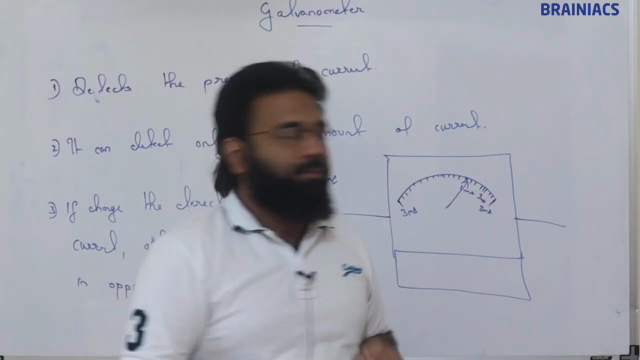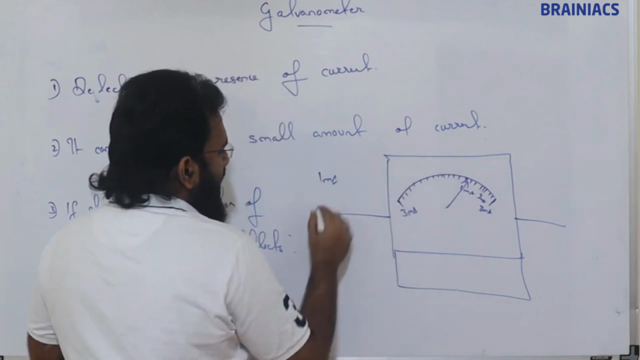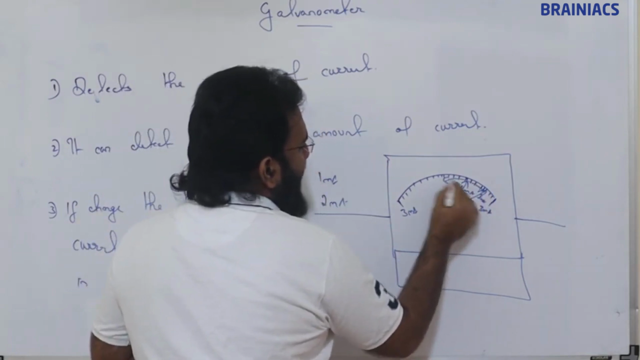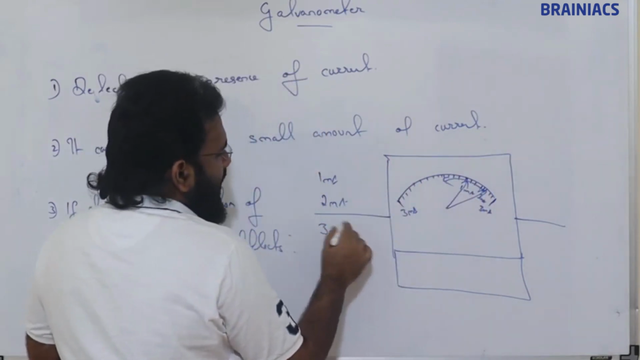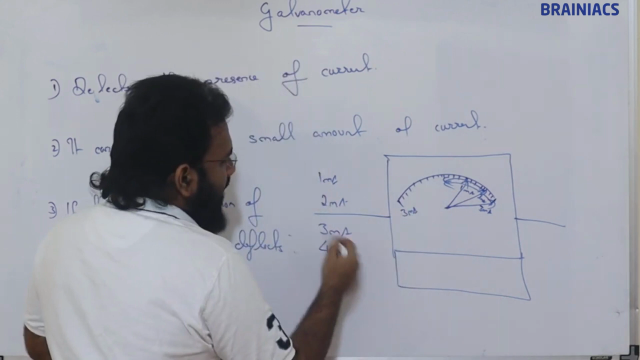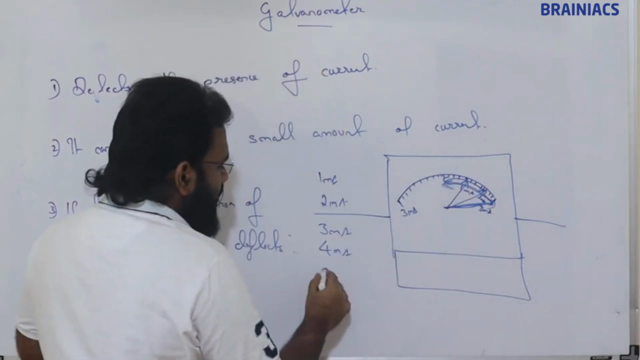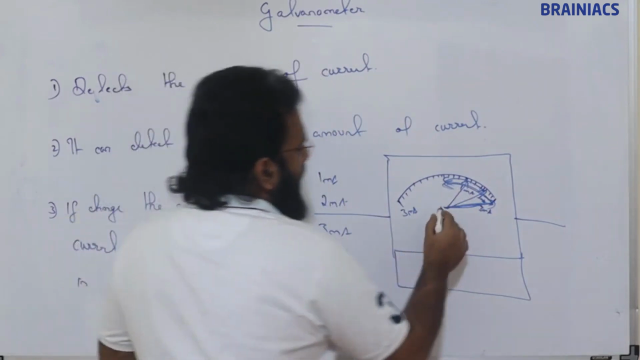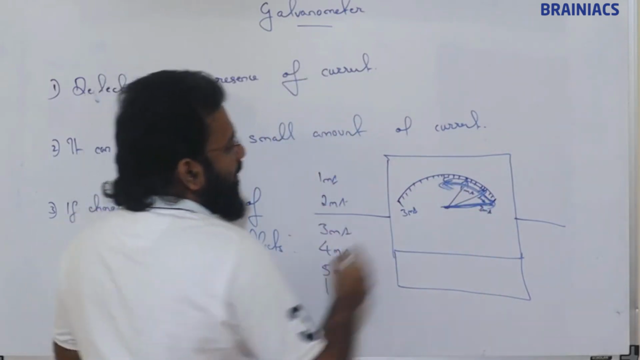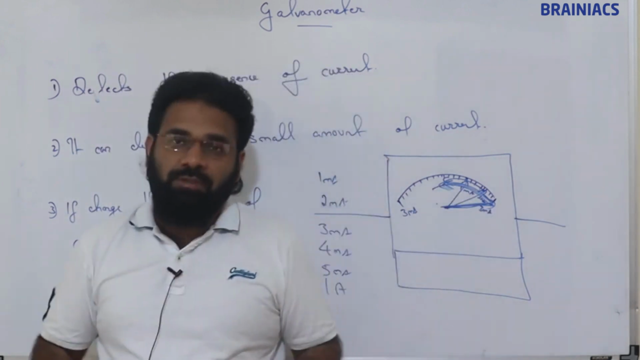It will show deflection. Suppose 1 milliampere, it has shown some deflection, it will come back. If we pass 2 milliampere, it will show deflection like this, then it will come back. If we increase to 3 milliampere, it will show up to this, then come back. 4 milliampere, it will show up to this, then again come back. 5 milliampere, say for example, again it will come back. Now if I pass 1 ampere, galvanometer will show deflection like this, it will stop there, it will get damaged.